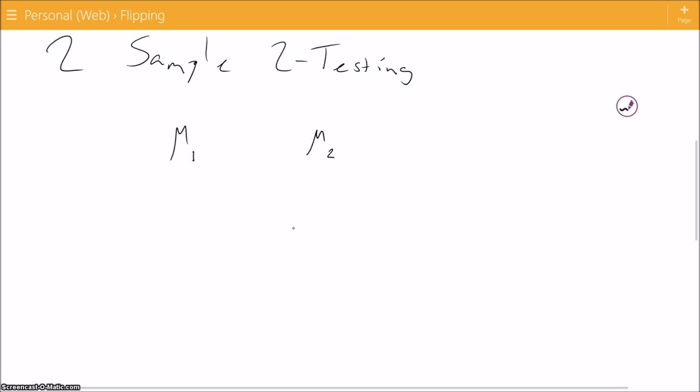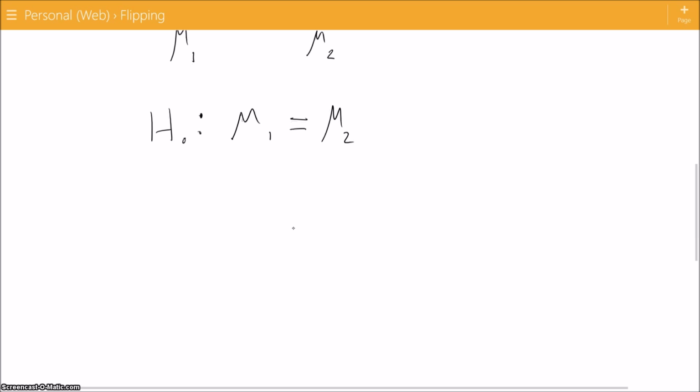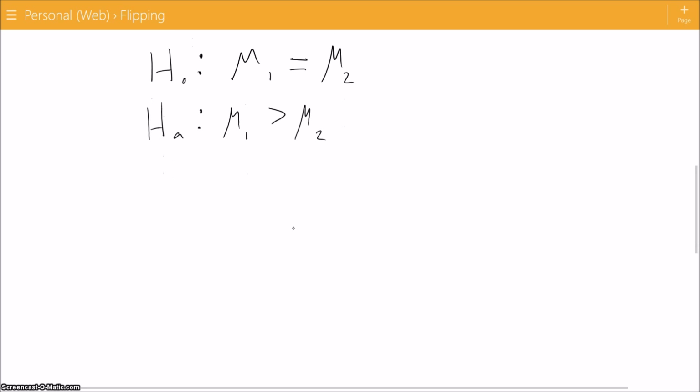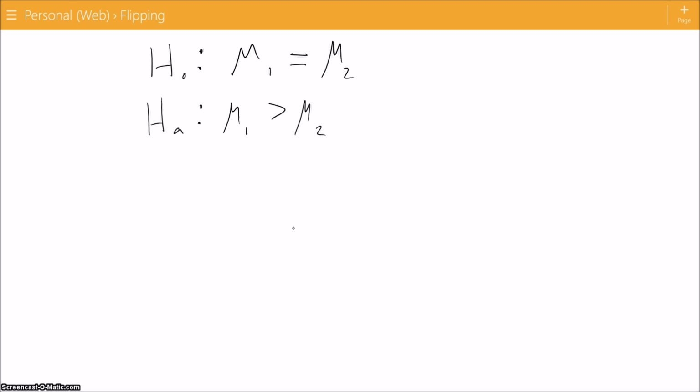So this is going to change how our hypothesis testing looks as well. Our null hypothesis could be something like this. I could say that the mean for the first population is equal to the mean of the second population. And my alternative hypothesis could be, you know what, I think that the mean for my first population is going to be greater than the mean for my second population.